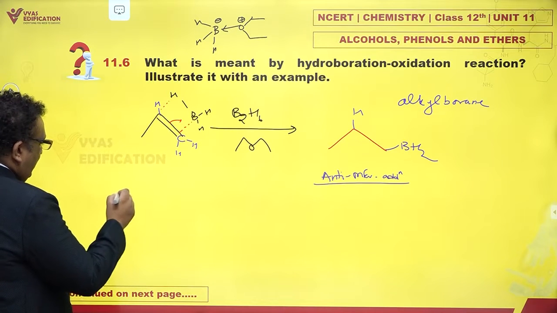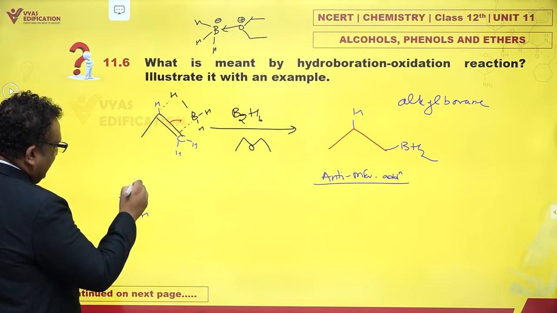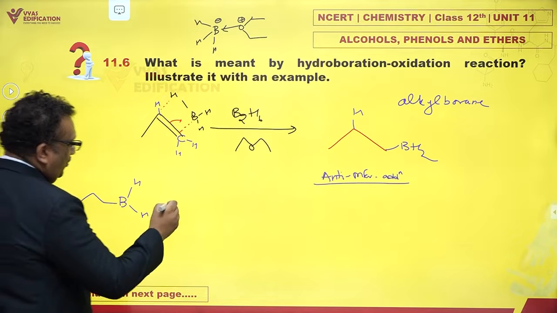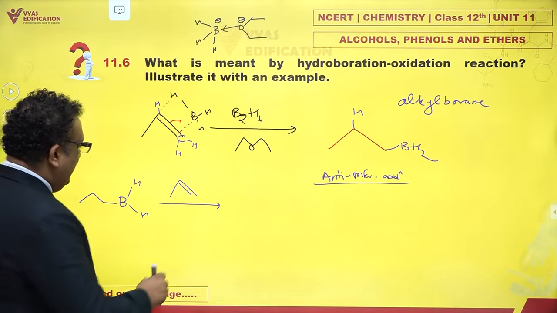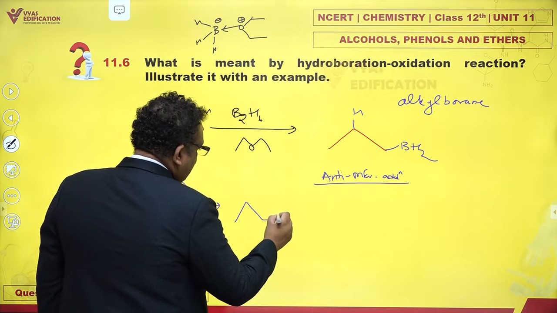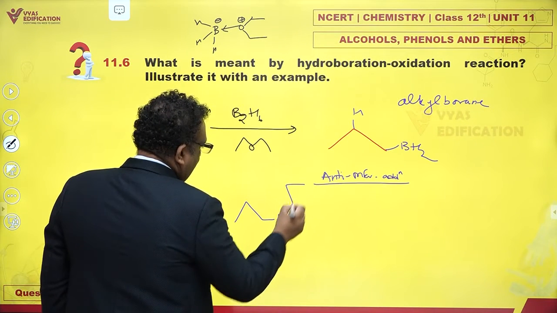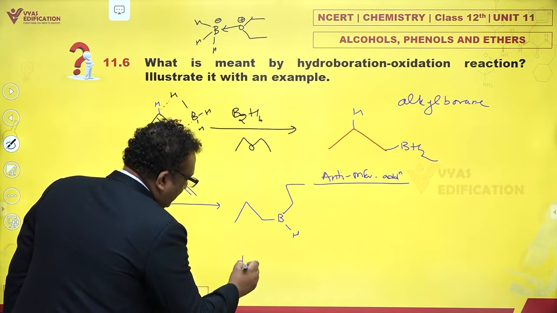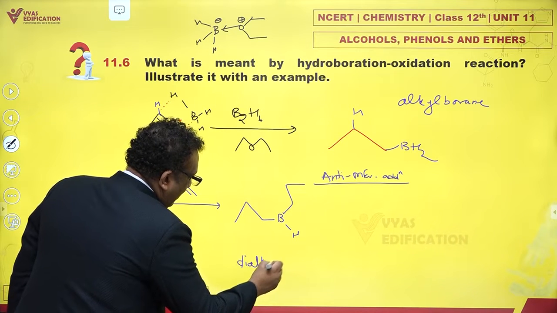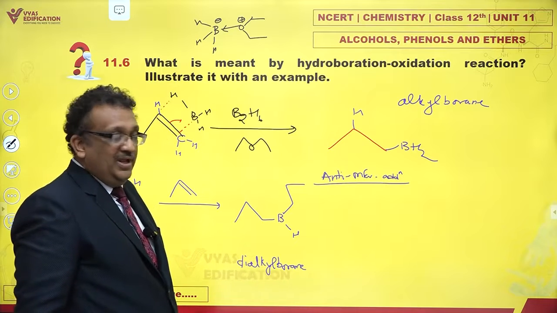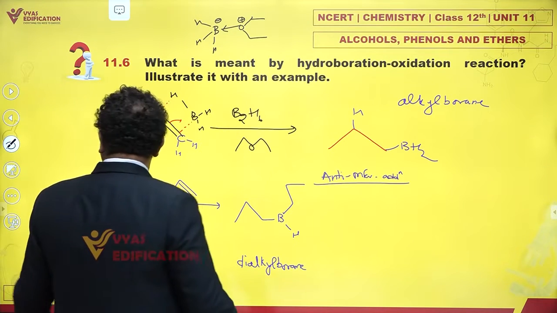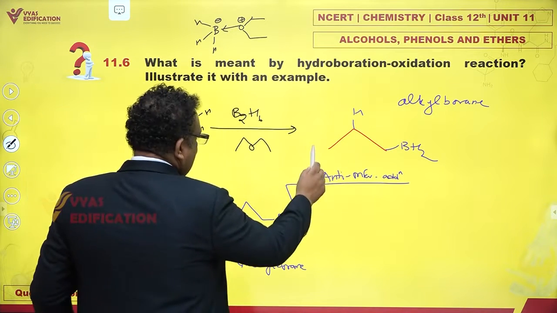So I have BH2 and a propyl group. This can again add one more alkene. And you know what you get? Dialkyl borane. And the fun part is, please keep them separate. They're not continuous, of course.